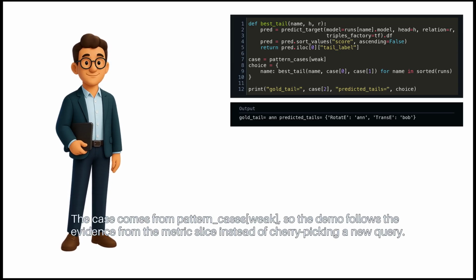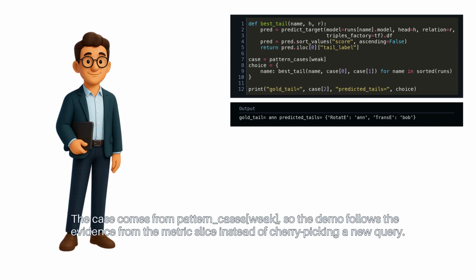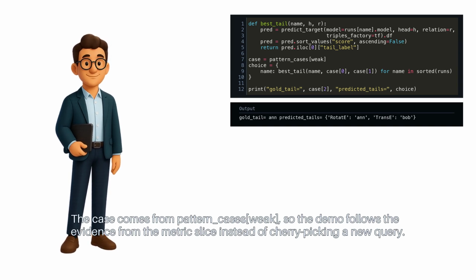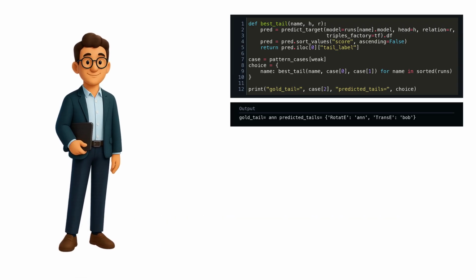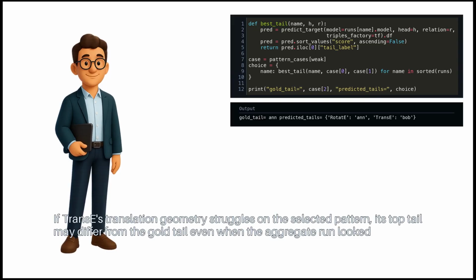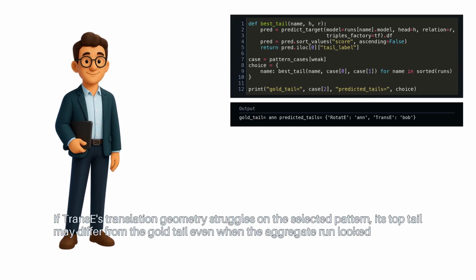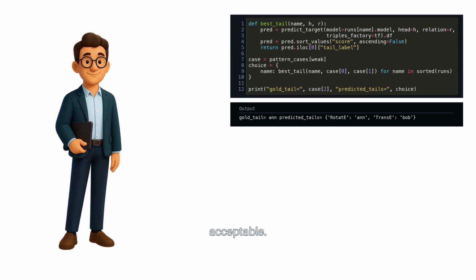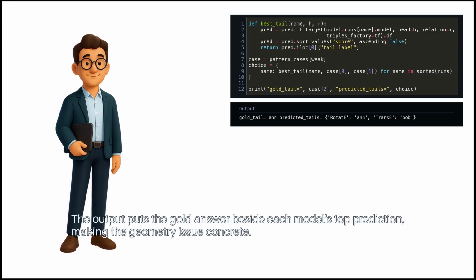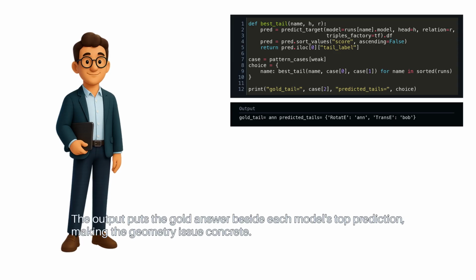The case comes from pattern_cases weak, so the demo follows the evidence from the metric slice instead of cherry-picking a new query. If TransE's translation geometry struggles on the selected pattern, its top tail may differ from the gold tail even when the aggregate run looked acceptable. The output puts the gold answer beside each model's top prediction, making the geometry issue concrete.